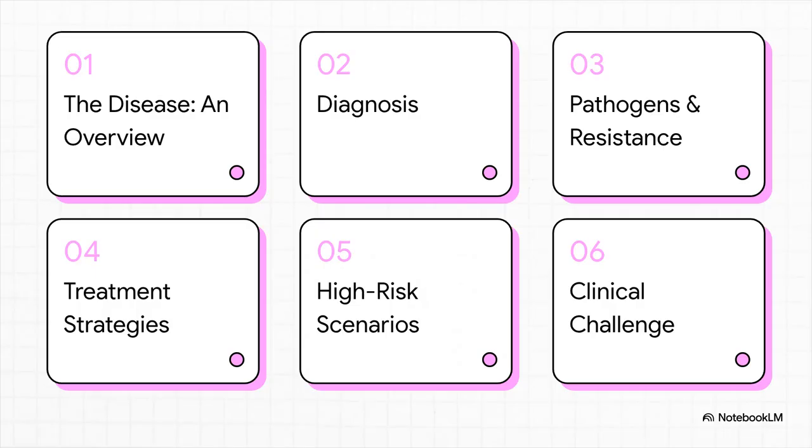Here's our game plan for this explainer. We'll start with the big picture overview of the disease itself. Then we'll get into the nitty-gritty of diagnosis, how we actually find this fungus. From there, we'll talk pathogens and the growing problem of resistance, cover the latest treatment strategies, and then zero in on some particularly high-risk groups and complications. We'll wrap it all up with a mini lecture and a quick clinical challenge to test your knowledge.